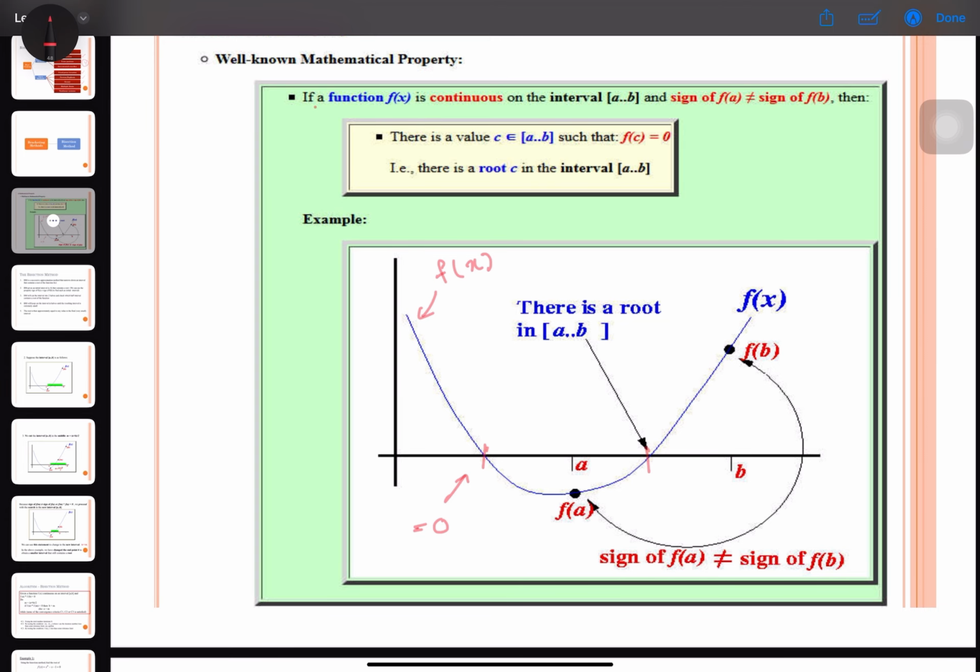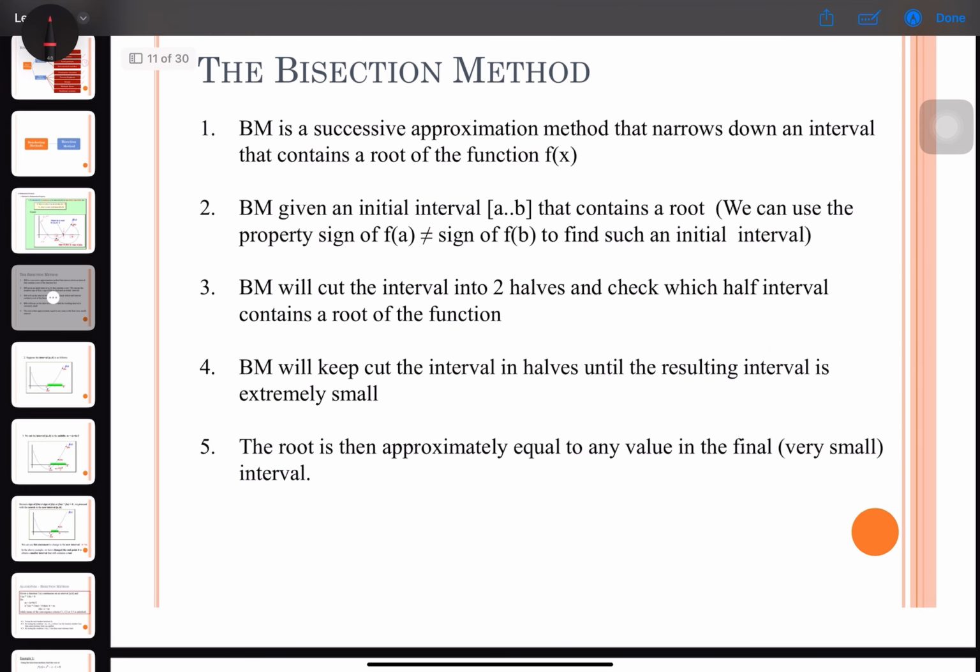So this is actually what you are looking for. But in this case, they give you an interval from A to B, but you don't know where is your root. In this case, we can see the root is here, but what is the value here? Right? What is the value here? So what bisection method do? From this interval A to B, they will cut into half. Bisection method will cut the interval into 2 halves and check which half interval contains the root. It will cut the interval in halves until interval result is extremely small.